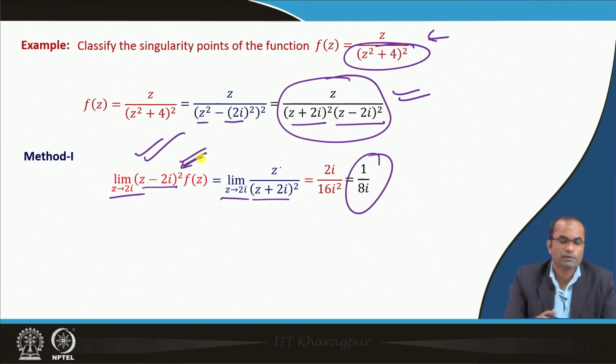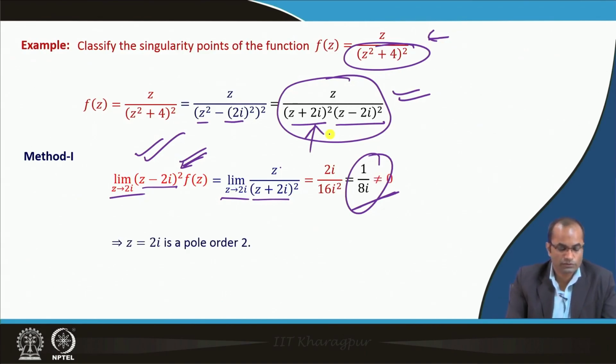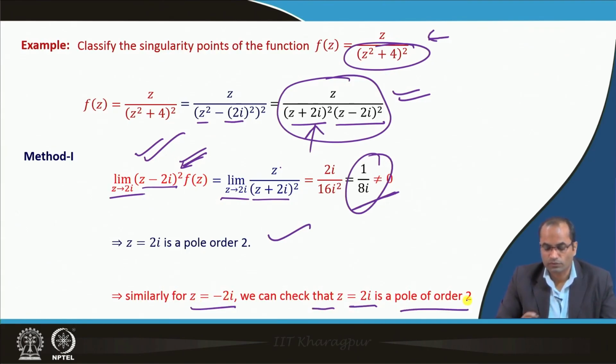Indeed, if you increase this power to 3, then it will be 0, and if you decrease that power, it will be infinity. So this is the only possibility to get a non-zero and finite number for this limit. So we have a pole of order 2 at z equal to 2i, not equal to 0. Similarly, we can check that z equal to minus 2i is also a pole of order 2.